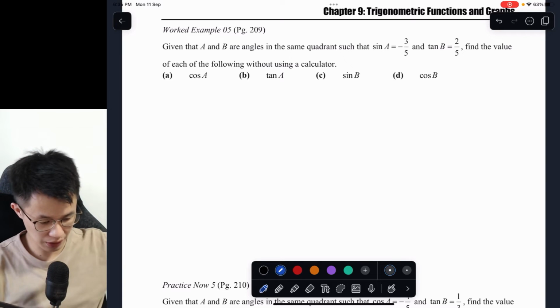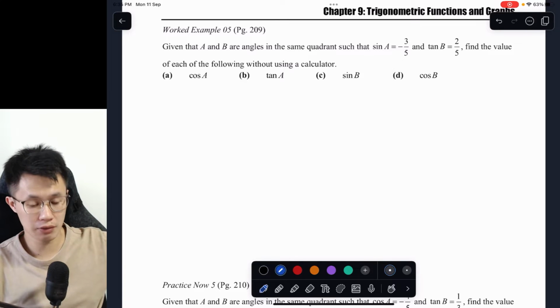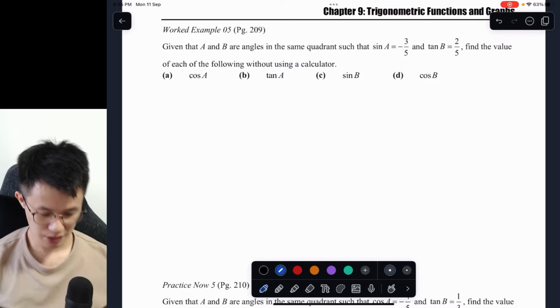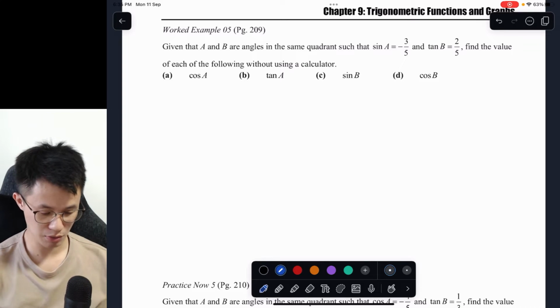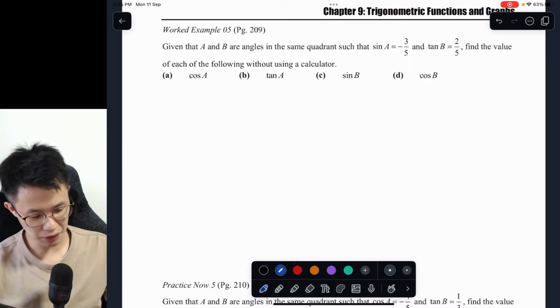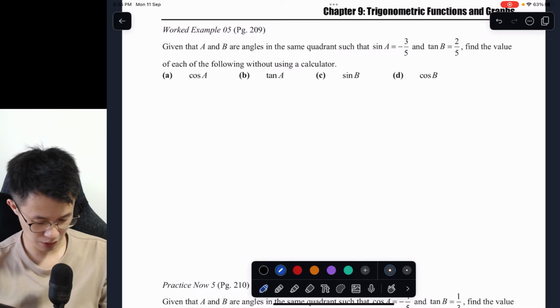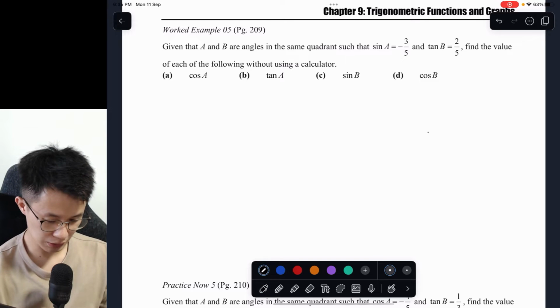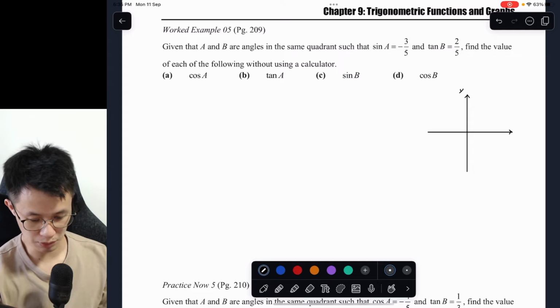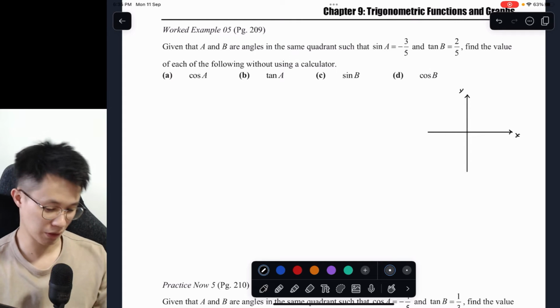Now in here we have a question which says that given A and B, they are both angles in the same quadrant, such that sine A is equal to the negative of 3/5 and tangent B is equal to 2/5. We're going to find the value of each of the following without using a calculator. So I think the first step is figuring out where A and B lie. The biggest clue here is that they both lie in the same quadrant, so that's something we don't have to worry about. We just need to figure out which one it is.